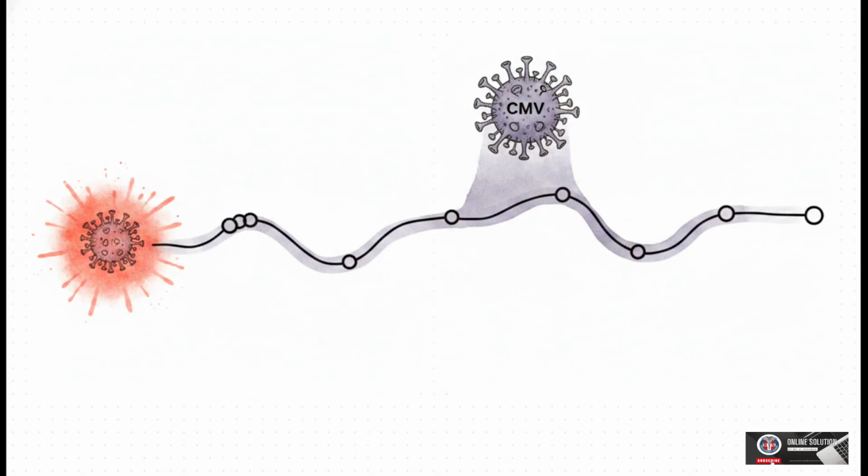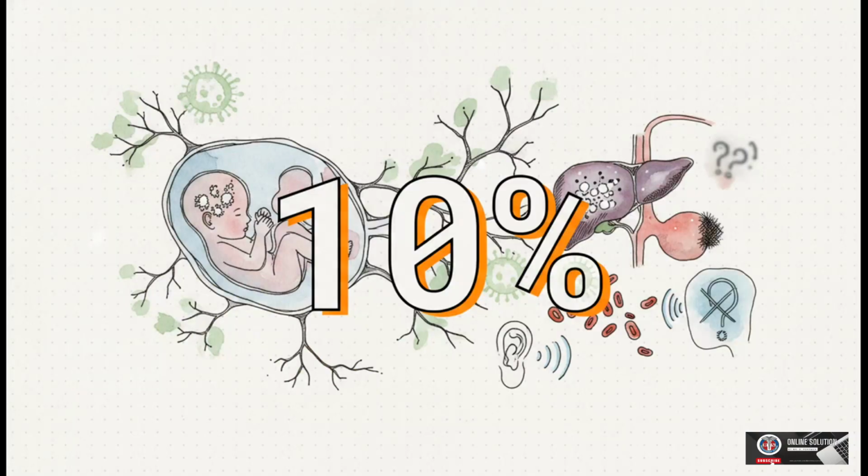CMV can damage fetal organs throughout the entire gestation. And this brilliantly illustrates why CMV is such a massive, pervasive threat. It's actually the most common cause of congenital viral infection, precisely because that window of vulnerability never actually closes. Now, is there a silver lining? Sort of. Keep the number 10 in mind. Only about 10% of CMV-infected fetuses actually suffer serious damage.